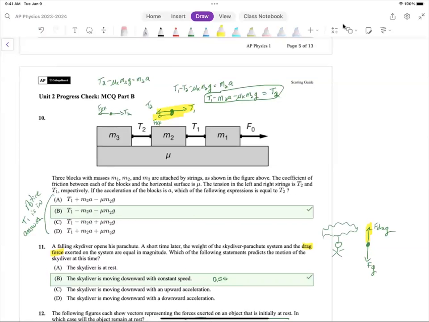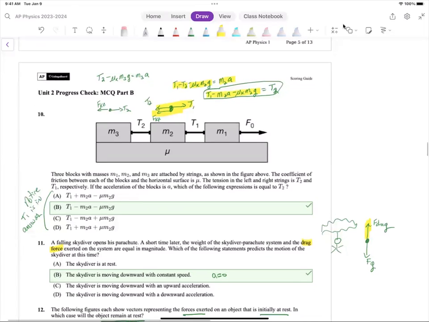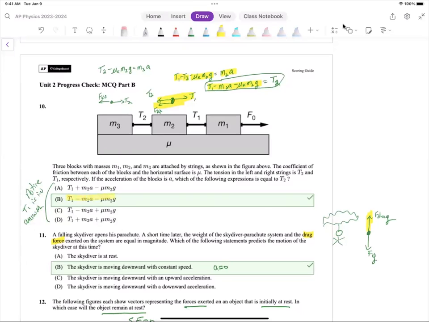I apply Newton's second law. T1 minus T2 minus the force of friction, which is mu k times force normal. Force normal in this case is m2g, has to equal m2 times acceleration. Rearrange that equation for T2, which is what they asked me for, and I am now capable of using that approach to define an answer in terms of T1, M2, mu, and g.